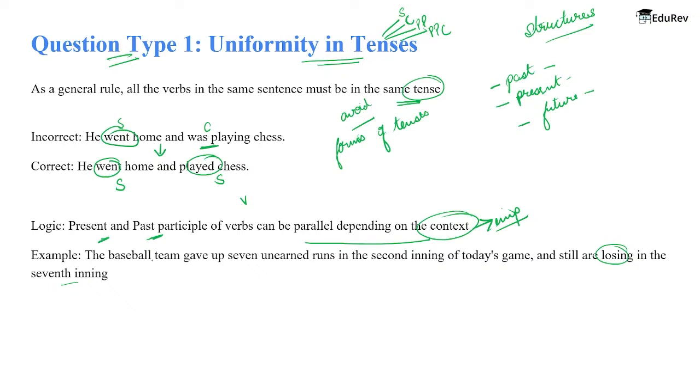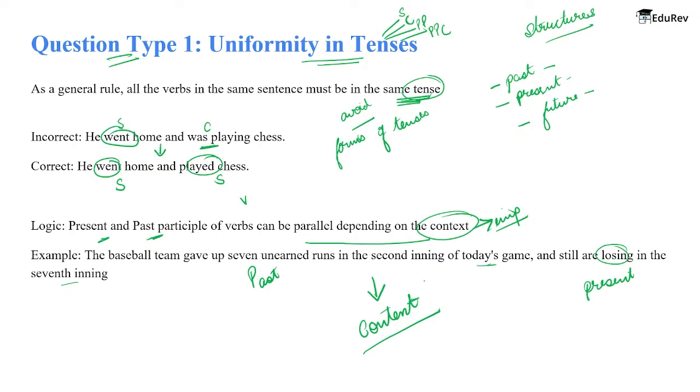So here we are talking about the baseball team gave up 7 unearned runs in the second innings of today's match and still are losing in the 7th inning. So we are talking about past as well as present. But we just did that they should be in the same tense. But here what we talk about is context. The parallelism depends on the context of the sentence.